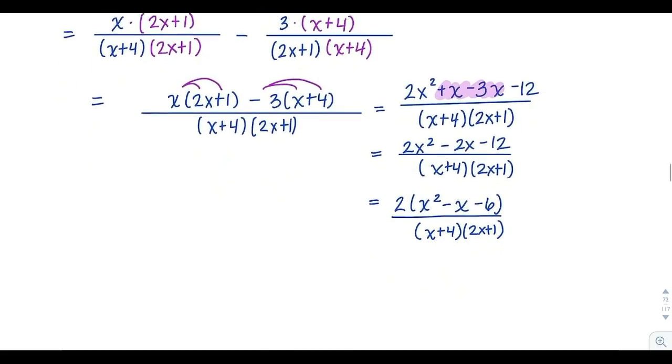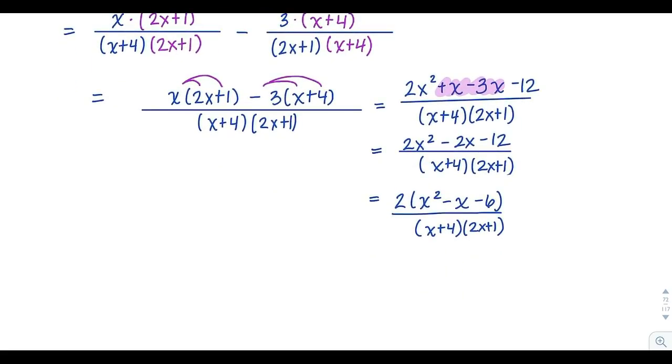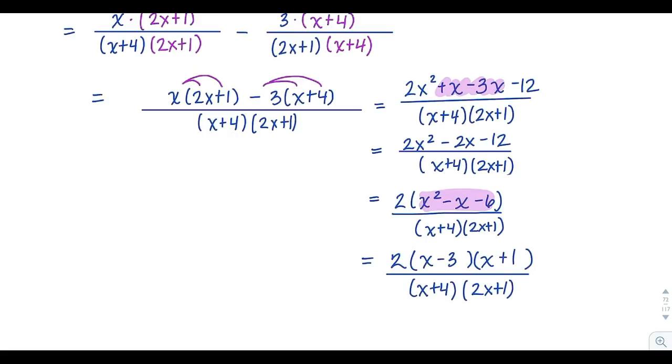And then I'm going to make a little bit more space here because the remaining trinomial does factor. So I can leave the 2 on the outside, and I'm going to have an x and an x to multiply to get our x squared, and two numbers that multiply to give us negative 6 and add together to give us negative 1 are going to be a negative 3 and a positive 1. And then over my x plus 4 and my 2x plus 1 quantity.